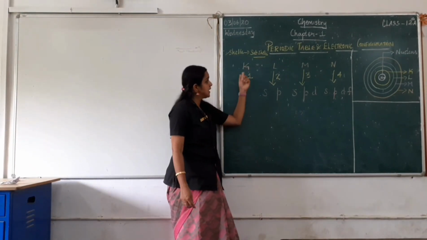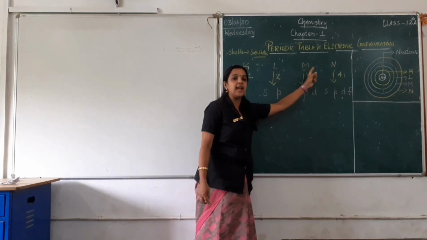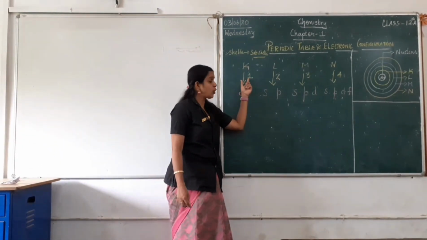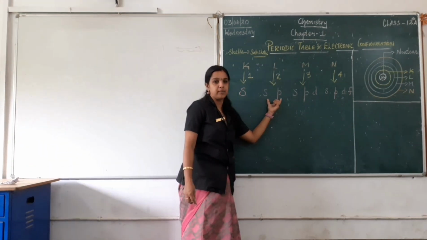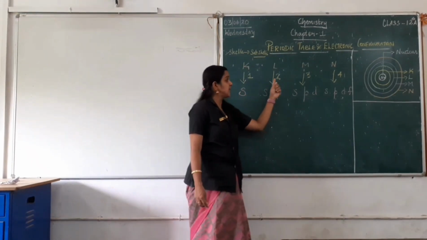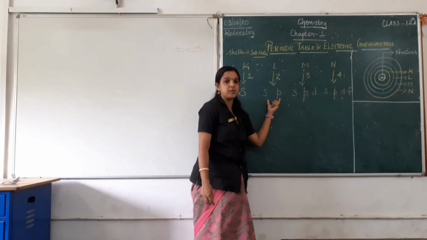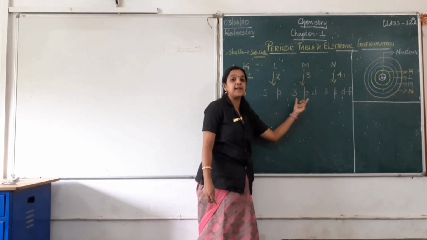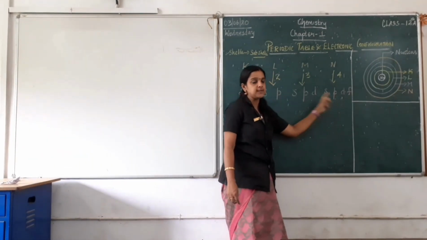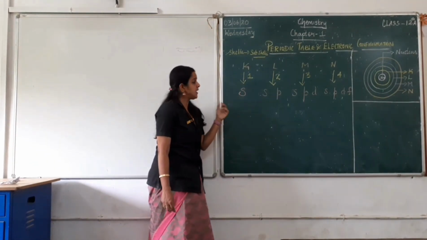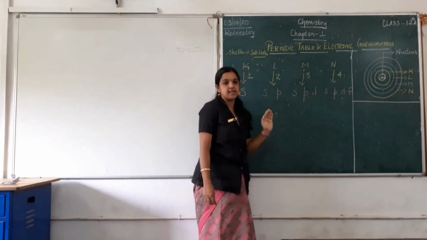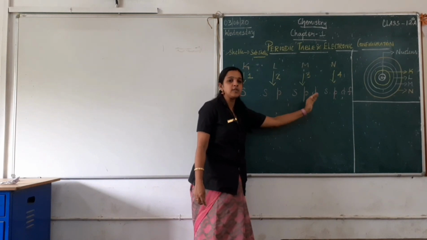Now you can see the main shells are K, L, M, N. The energy level in which the shell is present determines the number of subshells. That is, the first energy level will have only one subshell, the second energy level will have two subshells, the third energy level will have three subshells, and the fourth energy level will have four subshells. Now if you notice clearly, you can see the s subshell is repeated in almost all the shells, and the p subshell in almost three of the shells.